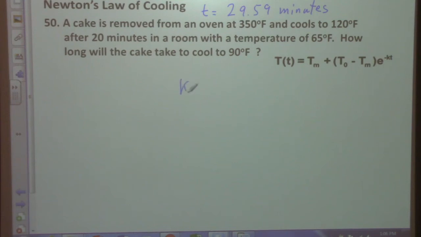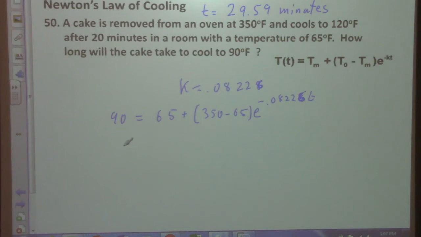So if you have K equals 0.08226, then you can use this equation here. You want to find out how long it takes to cool to 90 degrees. So here 90 is equal to the temperature of your medium, which is 65, plus T sub 0, which is 350, minus 65, times e to the negative 0.08226 t, like this, okay?